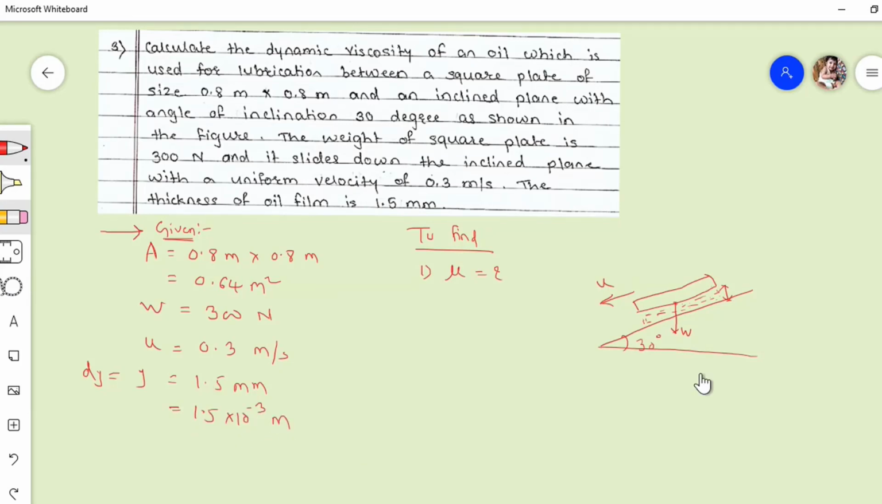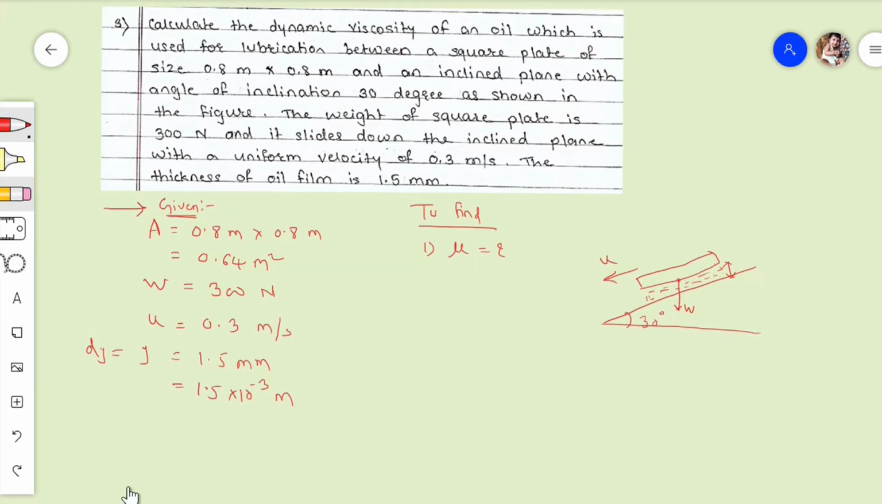Okay. Now how to find out mu? Again the same formula. Tau is equal to mu du by dy. We have to find out mu. Tau is not given, so we have to calculate this. We know the value of u and also the value of y. So u and y is known to us. Tau we have to calculate. So how to find out this tau? Tau is nothing but a shear stress.